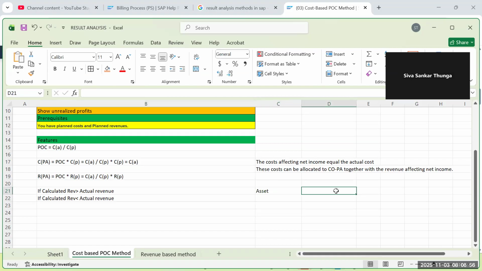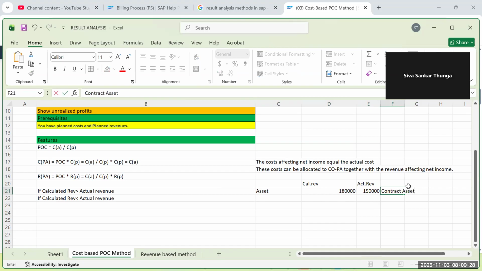For example, my calculated revenue is 1,80,000 and my actual revenue is 1,50,000. That means I am supposed to receive 1,80,000, but I received only 1,50,000. So it's a contract asset, right? This is what the condition is.